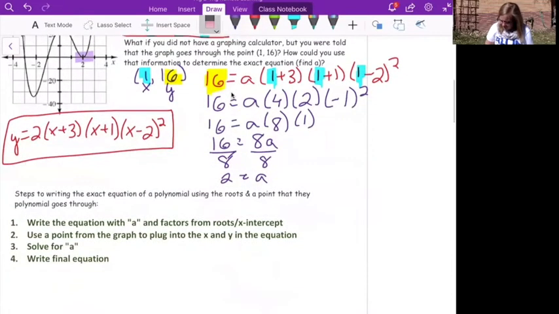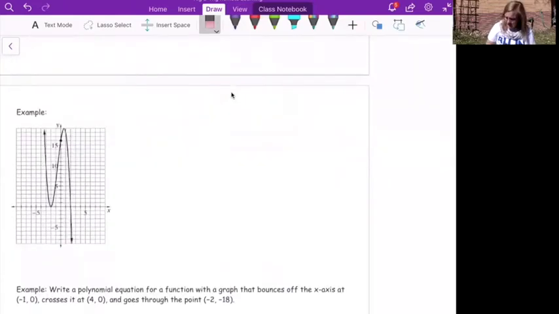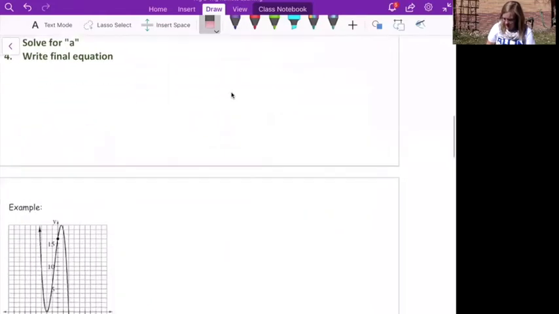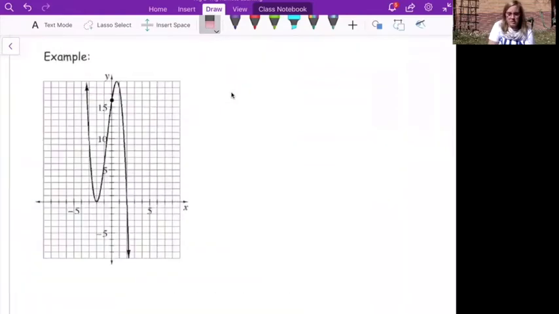So again, the first step is that we want to write the equation with the a and factors from the roots and intercepts. Then we use that point from the graph to plug into x and y, and then we solve for a, and then finally write our final equation. If you need to, you can pause and continue to write these steps in your notes. And then for this example, again, the first thing that we want to do is write the equation with a and the factors from the roots and x-intercepts. This is going back to what we learned in 8.1.2.